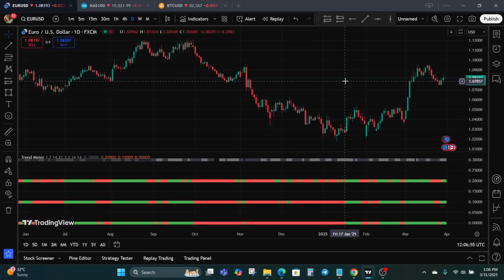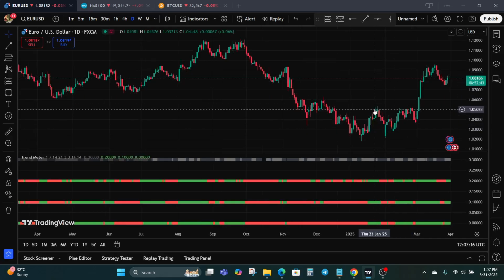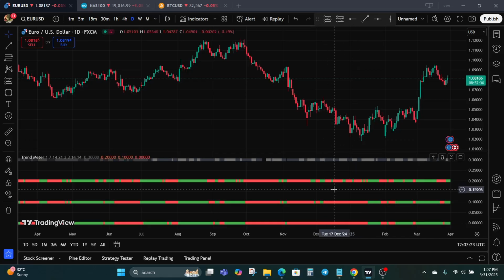Okay. Now, the EMA Trend Meter is an advanced trend confirmation tool that analyzes multiple exponential moving averages instead of just one or two. Most traders rely on simple moving average crossovers, but these often generate false signals, right? So the EMA Trend Meter solves this by using a multi-layered approach to detect only the strongest trends.